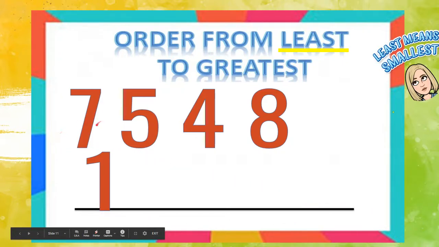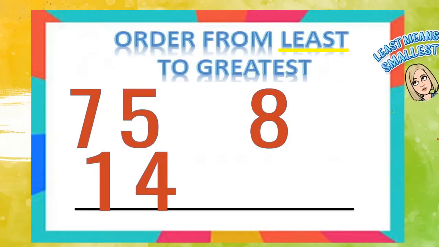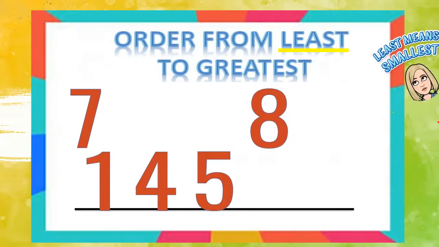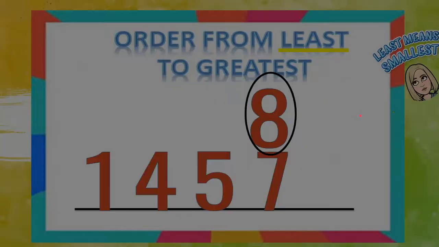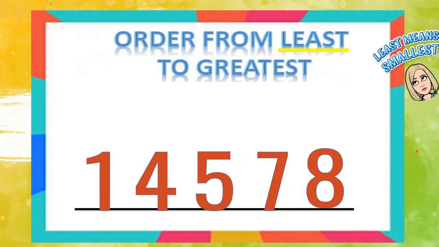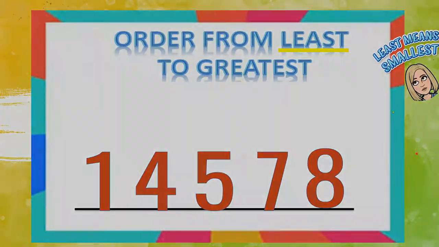Now I need to look at these numbers that are still up here, 7, 5, 4, and 8. Which one is the smallest? The 4. So I'm going to put the 4 next. Now I'm going to look at the ones still up top, 7, 5, and 8. Which one is the smallest? 5. So next comes the 5. Now I'm going to look at these two, 7 and 8. Which one's smaller? 7. So I'm going to move the 7 down. And then, of course, the last one is 8. So I'm going to put the 8 down. So now I have my numbers in order from least to greatest, or from smallest to biggest.